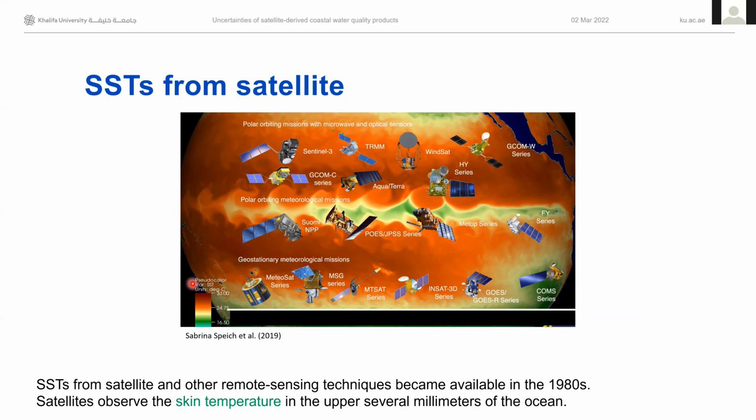So the SST from satellite and other sensors became available in the 1980s when these thermal bands were developed. As you can see here in the figure, different types of sensors could map the SST. However, the satellite basically observes the skin temperature. They call it the skin temperature because it is only the upper millimeter of the surface, unlike the other in situ instruments.